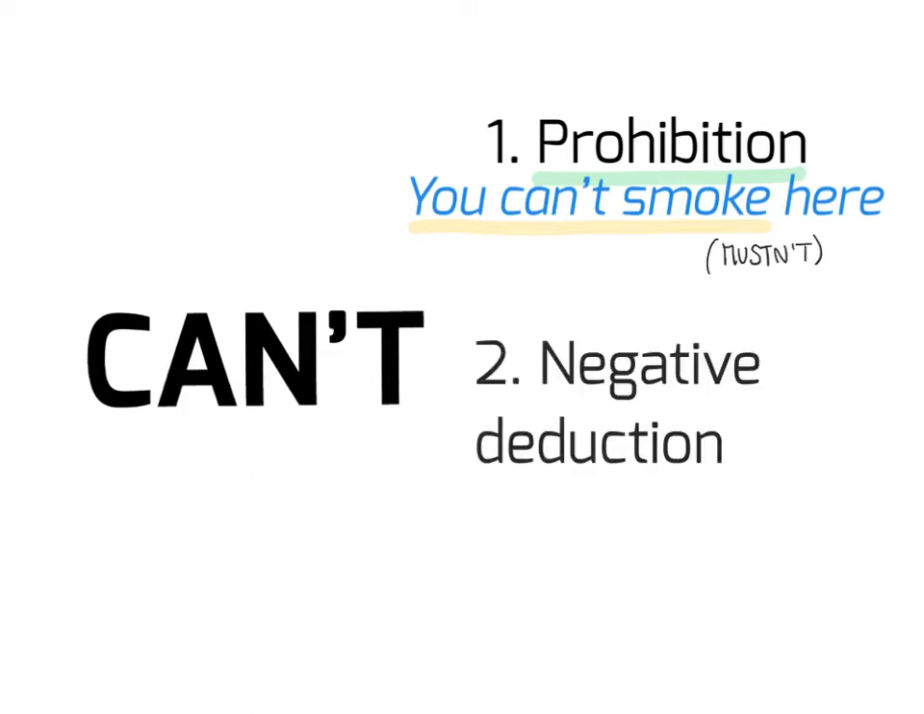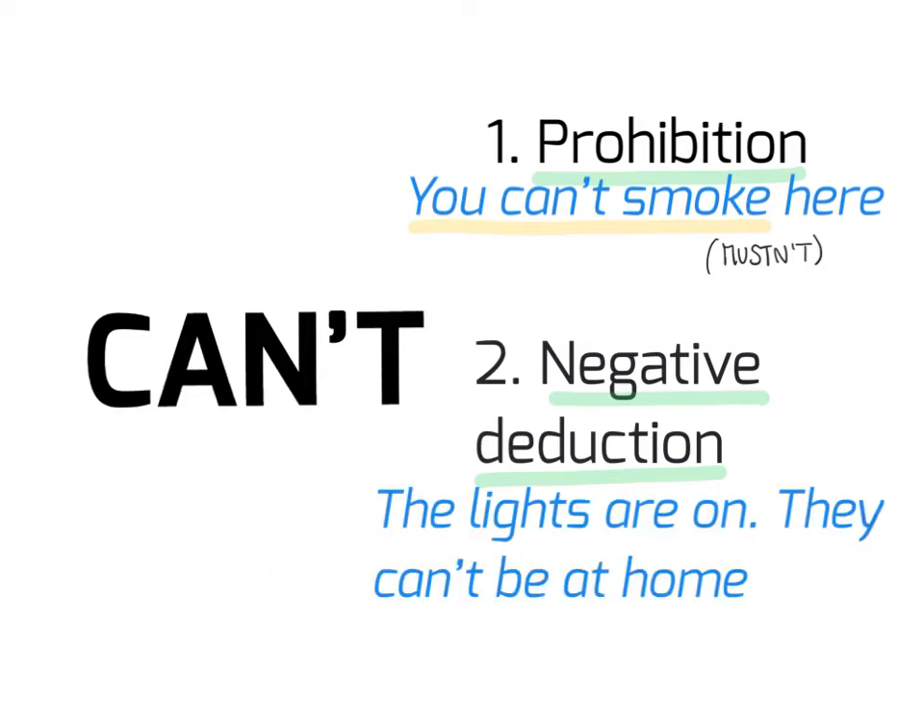A second use is negative deduction. That means that we are sure, that we are certain that something is false. The lights are on, they can't be at home. We are sure that they are not at home.